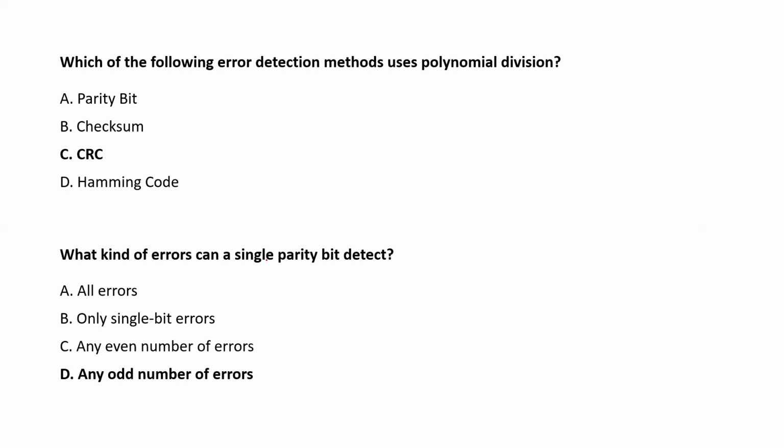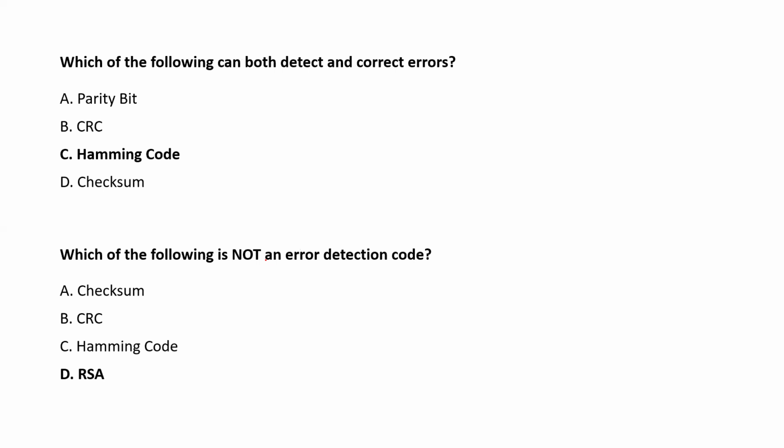Which of the following error detection methods uses polynomial division? That is called CRC, the cyclic method. What kind of errors can a single parity bit detect? Single parity means any odd number of errors. Which one of the following can both detect and correct errors? That is a very important question. That is called Hamming code. Which of the following is not an error detection code? Already we know checksum, CRC, Hamming code. RSA is not an error detection method. RSA is actually a networking algorithm concept.